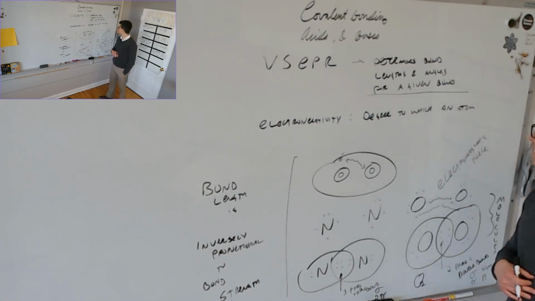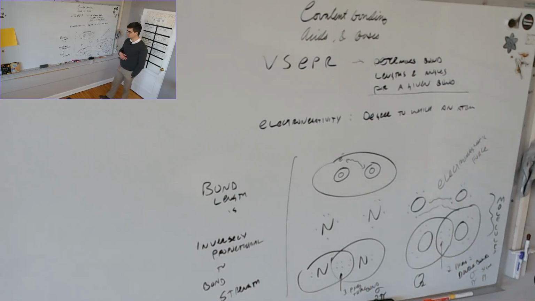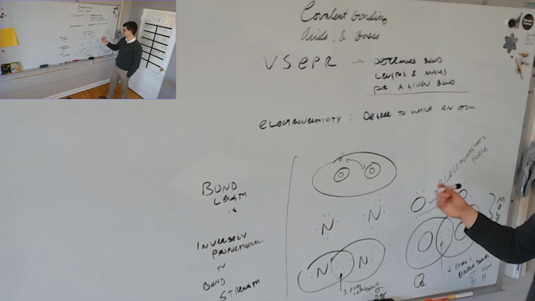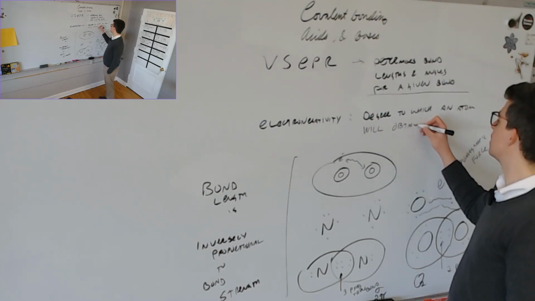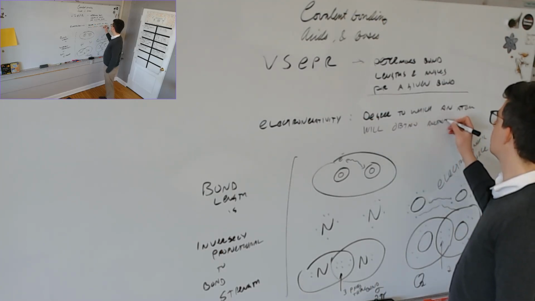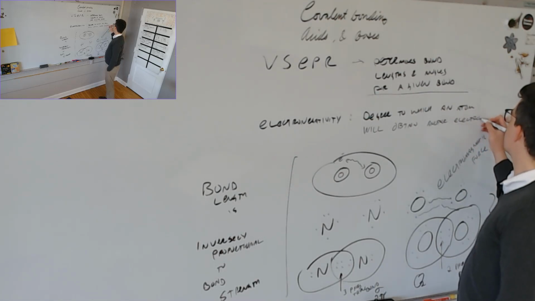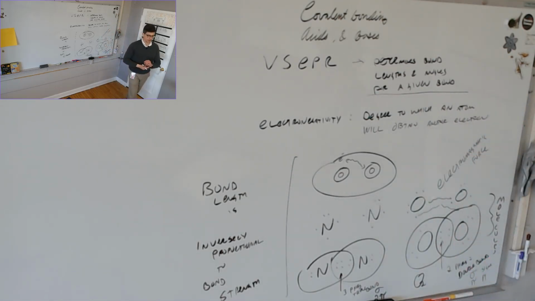The degree to which an atom will obtain another electron. We talked about this when we talked about the periodic trends. But basically, the more electronegative an atom is, the more it wants another electron, the more stable it would be with another electron. Maybe that's what I should have written. The more stable it will be.